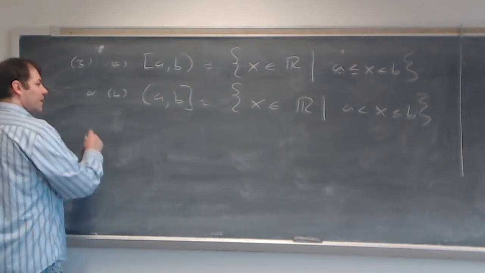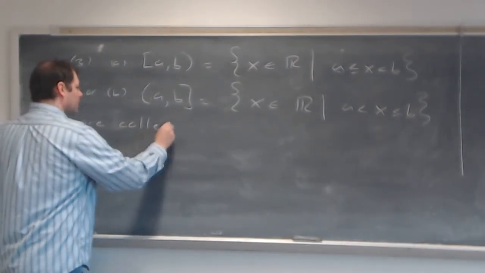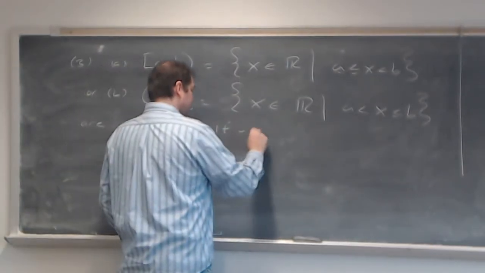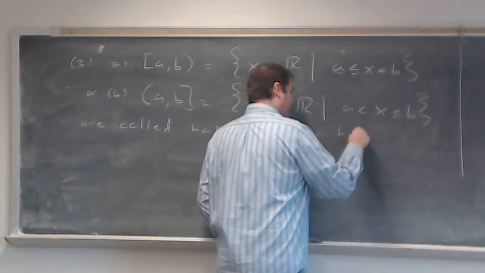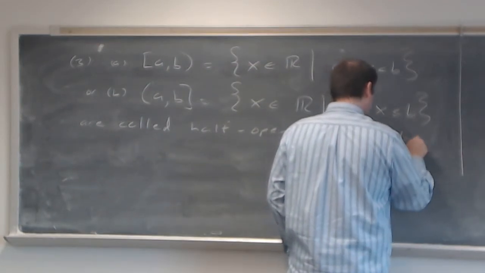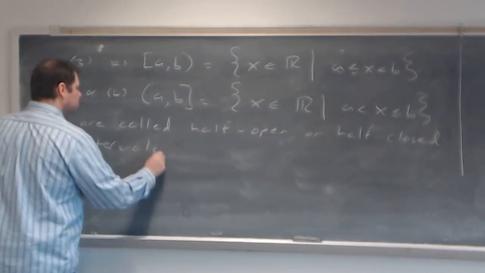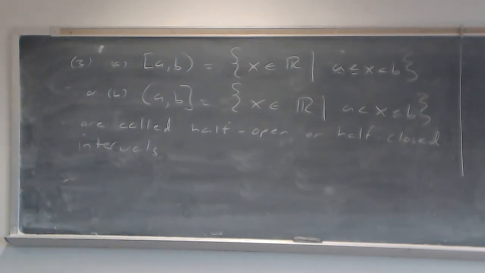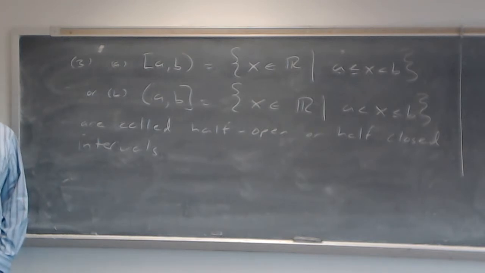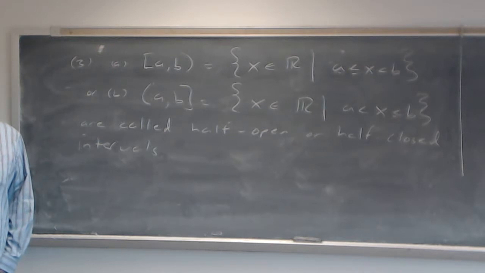So they're both bounded, and these are called half open, or sometimes half closed, intervals. What we mean by that is they contain half of the endpoints that they can contain, and they exclude the other half. Remember, the openness means we throw away all the endpoints for an interval. The closedness means we contain all the endpoints. Is that okay with everybody?